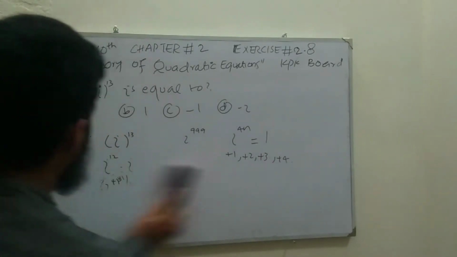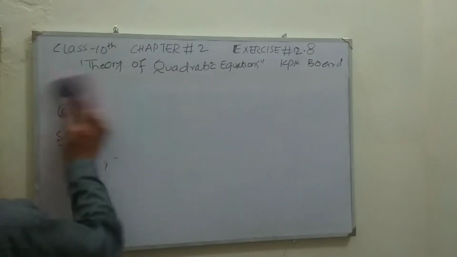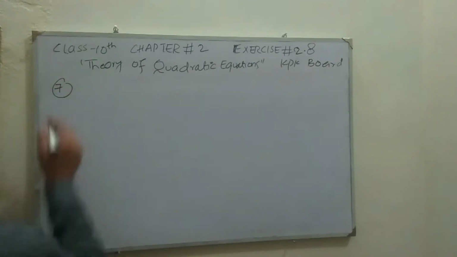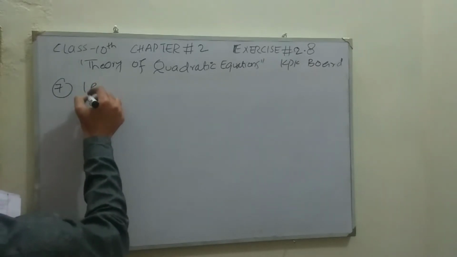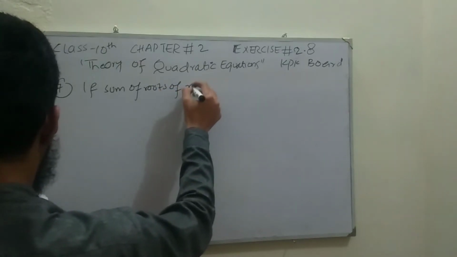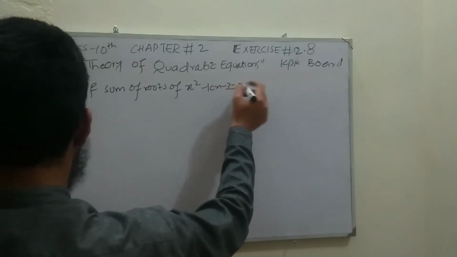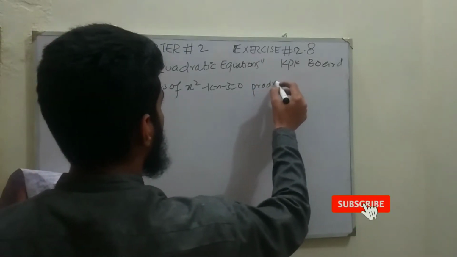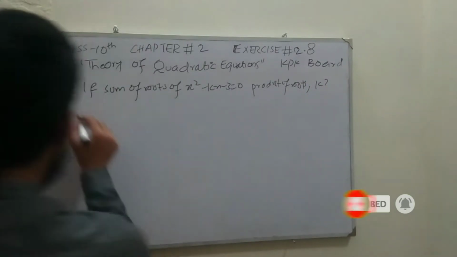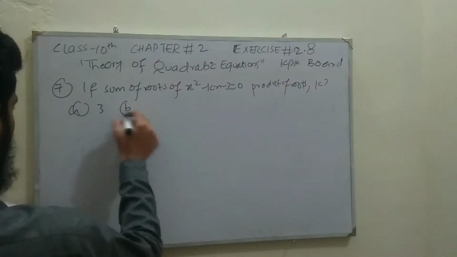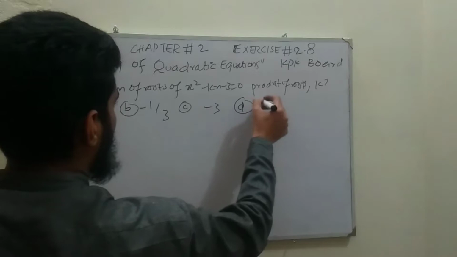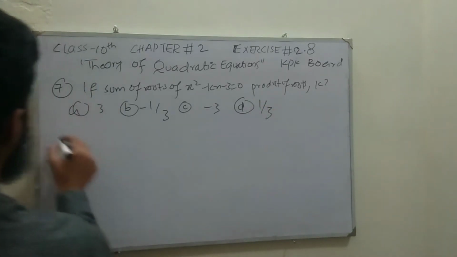Move to question number 7. Question number 7 says that if the sum of roots of x square minus kx minus 3 is equal to 0 is equal to the product of roots, find k. Option A is 3, option B is minus 1 over 3, option C is minus 3, and the last option is 1 over 3.